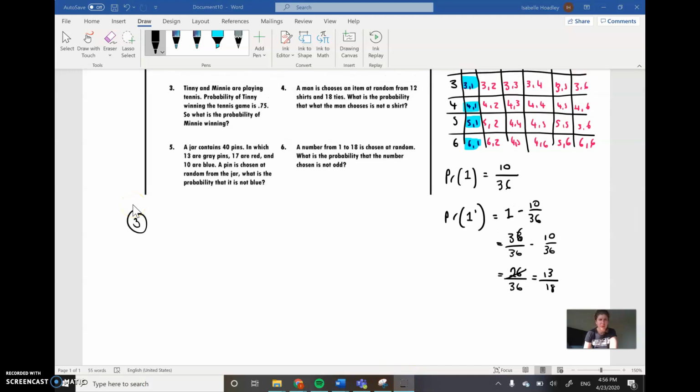Okay, so we're going to look at question 3 now. Tinny and Minnie are playing a game of tennis. The probability of Tinny winning the game is 0.75. So write that down. So probability of Tinny winning is 0.75. What is the probability of Minnie winning? So now we're looking at the opposite probability. Okay, so the probability of Minnie is the same as the probability that Tinny does not win, because either Minnie wins or Tinny wins. And so that's 1 minus 0.75. Now, 1 minus 0.75 is 0.25, and you can do that on your calculators if you need.